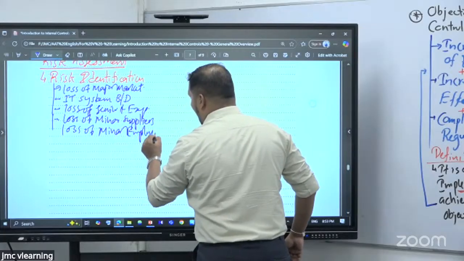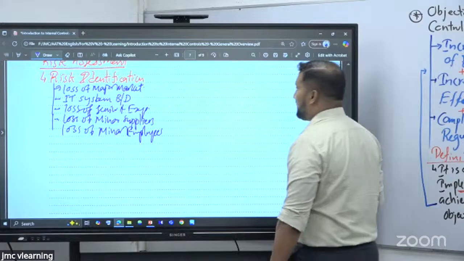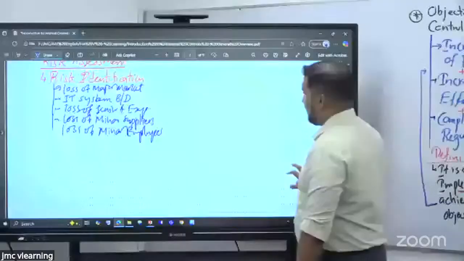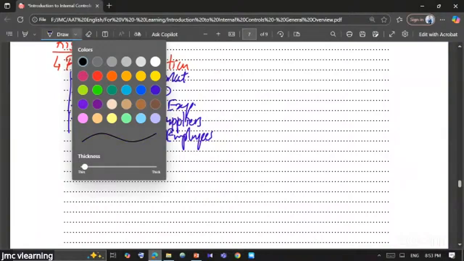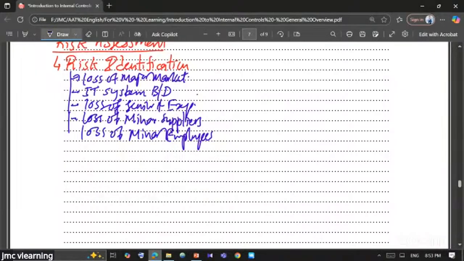Right. Okay. So how many risks did I identify there? Here I have identified 5 risks. 5 risks. Are we clear on that?